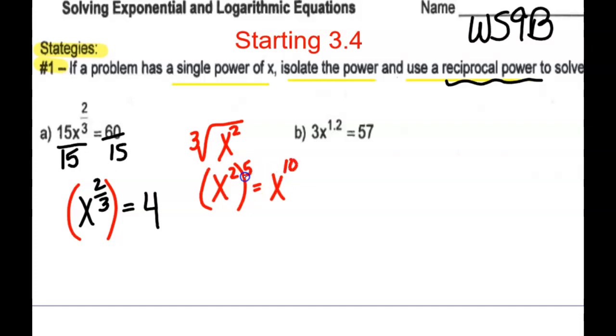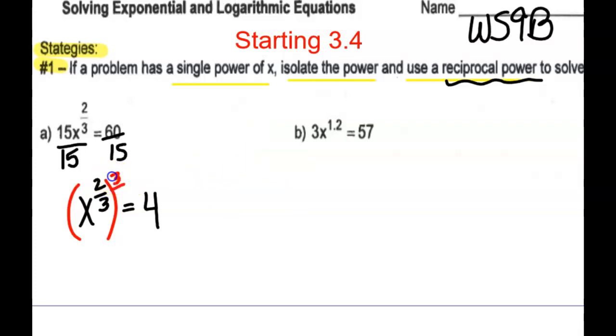Everybody good that you multiply to get 10 here? Well, we're going to use that idea. We're going to multiply up in the exponent here. We're going to do the 3/2 on both sides. It basically means we're square rooting both sides and cubing both sides at the same time. Because we'd multiply these exponents and we'd get 6/6. Does everybody understand how that works? We get a 6/6 here, so an x to the 6/6 is just x.